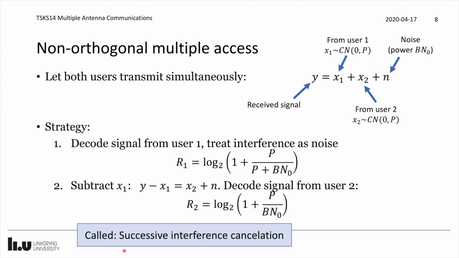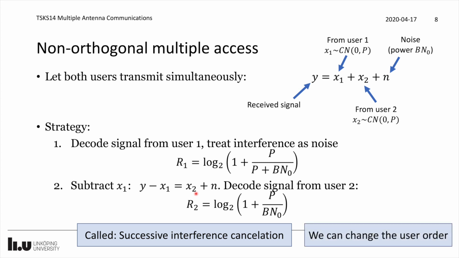This is called successive interference cancellation, because we are first decoding one signal and then we are subtracting that signal, and then we're decoding the next one in a successive manner. And if we have more than 2 users, we can continue like this. And we can also change the user ordering. So we can first decode the signal of user 2, and then we will get a similar rate for that user. And then we can decode the signal of user 1, then this user will get this rate. You just need to change R1 to R2 and R2 to R1, and then we can get the same result.